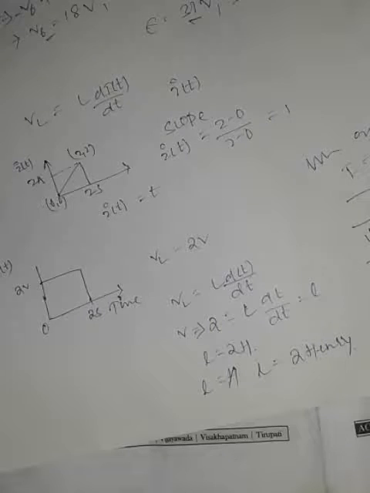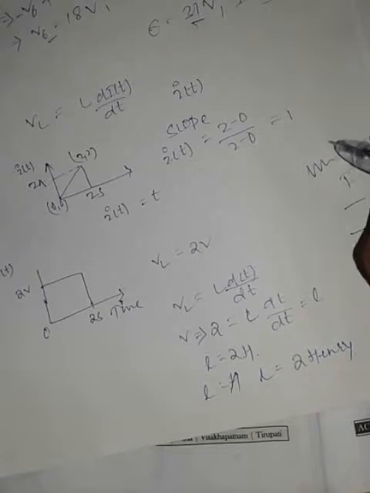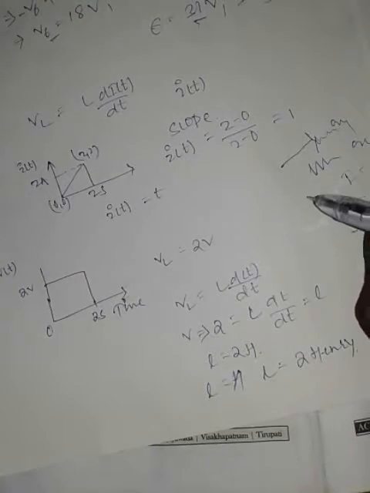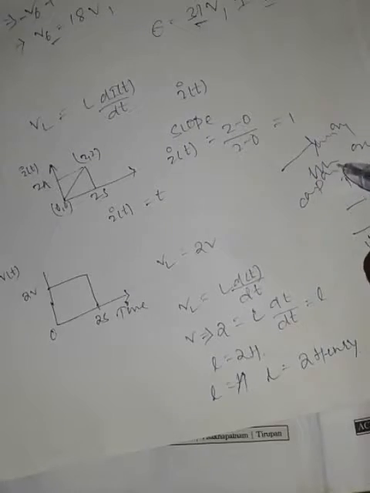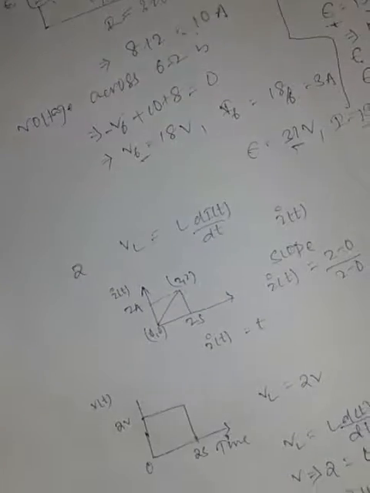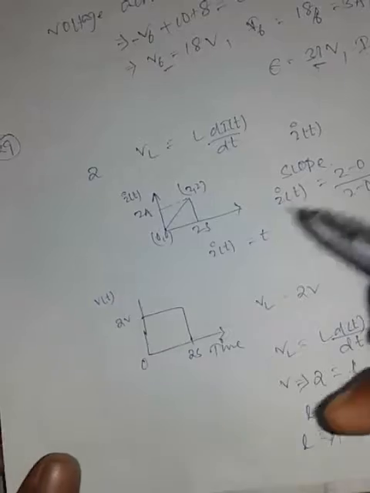It opposes a sudden change in current, meaning it works only on current, but a capacitor works only on change in voltage. So in this figure only current is changing, so voltage remains constant. So from this figure we can understand that it's an inductor circuit.